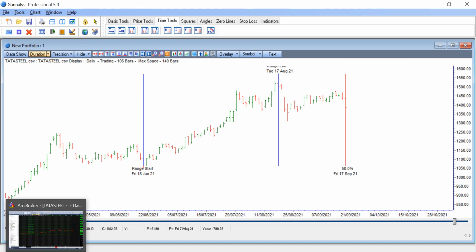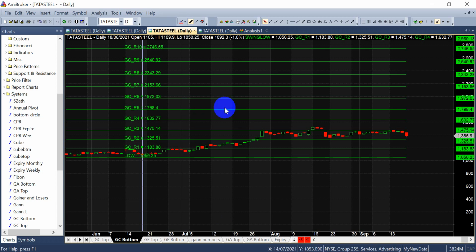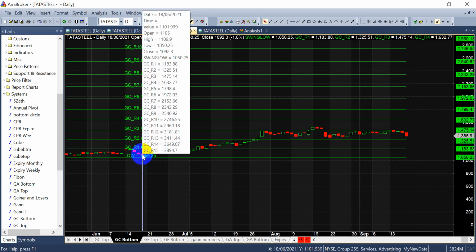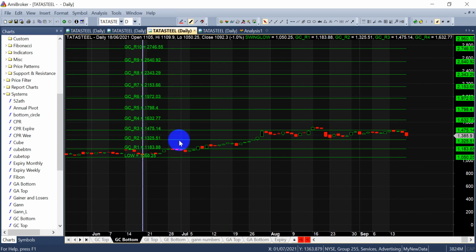The second thing is the price. I have my own program here. Tata Steel made a low of 1050 on 18 June. If I put my program here, it will automatically give me certain levels. 1475 was an important level. You can see today, on 14 September only, it made a high of 1475. And from there, this is price and time squaring, and today it has corrected.